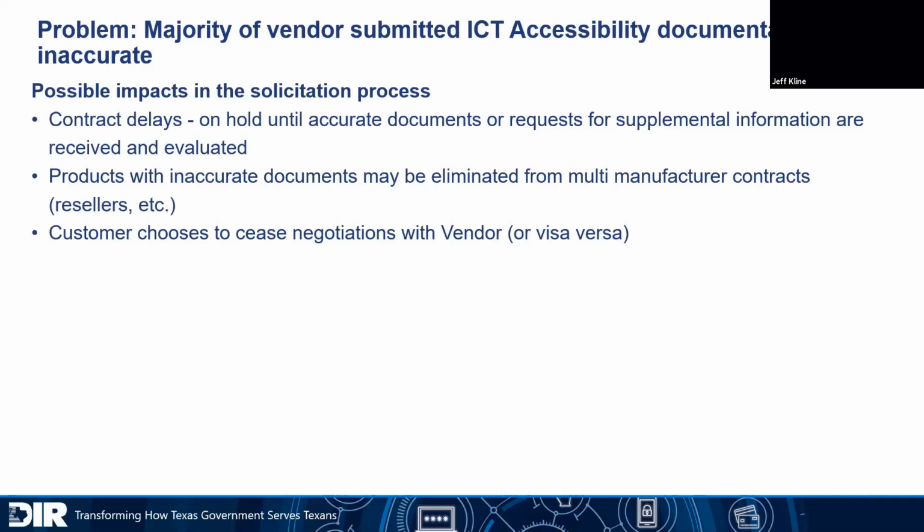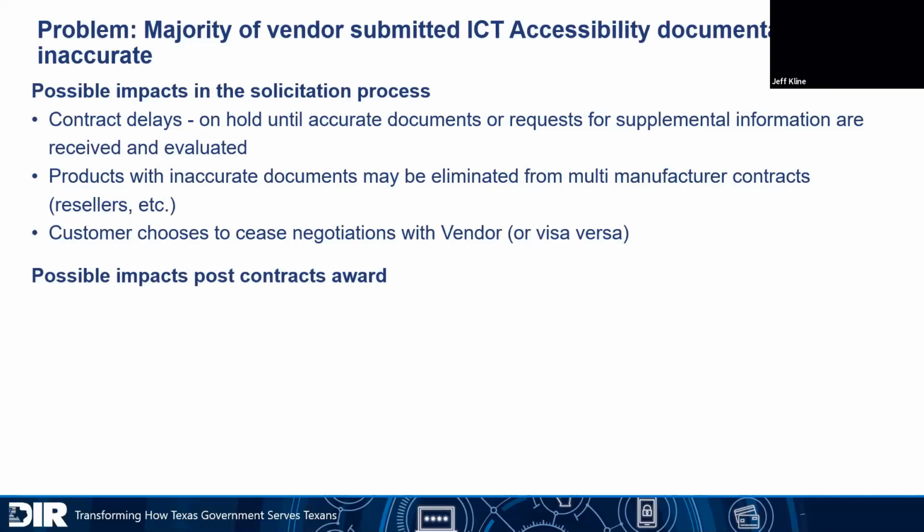A customer could choose to just cease negotiations with a vendor because they've been trying to get quality documentation. The vendor can't provide it, or vice versa. The vendor could just lift up his arms and say, well, this isn't worth it. We're just not going to bid on this contract. And so those are a lot of the things in the solicitation process that can occur.